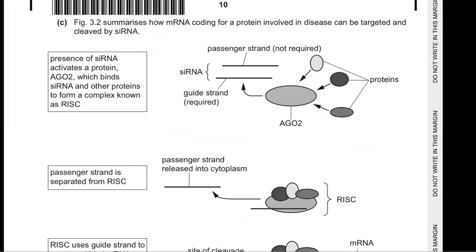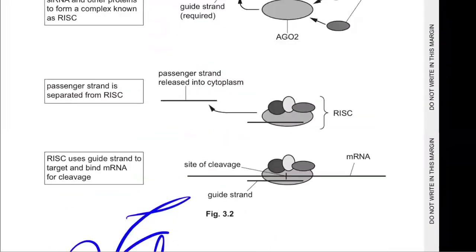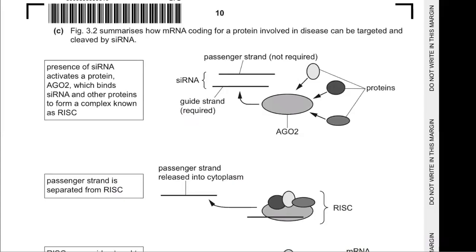Here comes another intimidating figure with a lot of detail. So let's review this figure. They are saying figure 3.2 summarizes how mRNA coding for the protein involved in the disease can be targeted and cleaved by siRNA. So how the mRNA, which eventually will code for an abnormal protein, can get removed using siRNA. The presence of siRNA activates a protein called AGO2, which binds to siRNA and other proteins to form a complex called RISC.